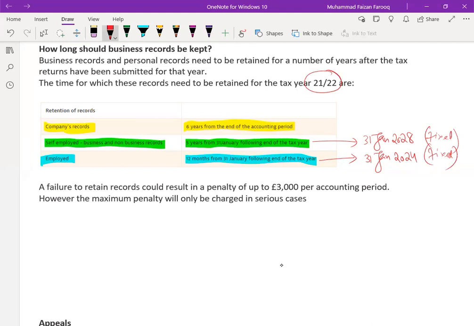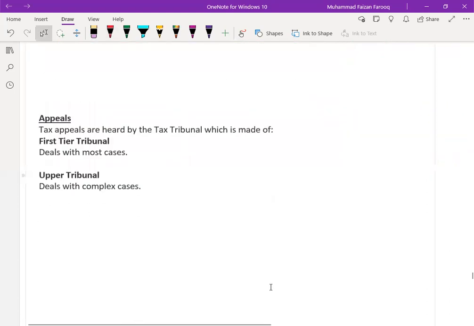So this is the first topic of this area of syllabus, which is known as record keeping. Any questions? No question. Second one is appeal.